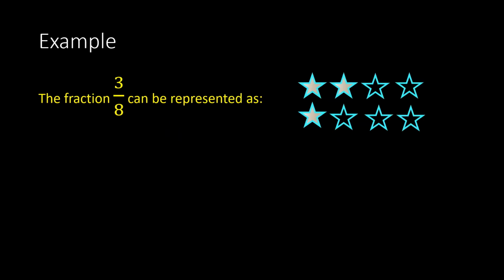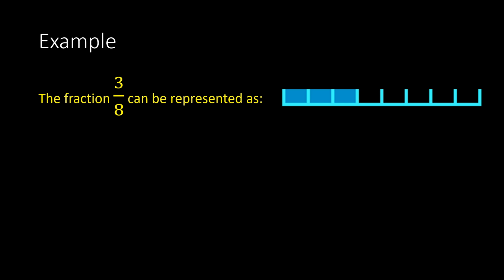The fraction 3 over 8 can also be represented as, for example, 3 stars out of 8 stars, or 3 parts of an interval out of 8 parts of an interval. We will now consider what happens when we multiply a fraction by a whole number. Let's take a look at the example shown on your screen, namely 5 times 1/3.